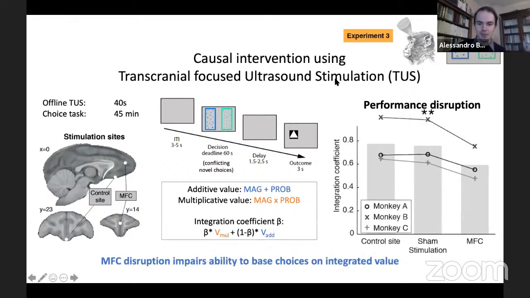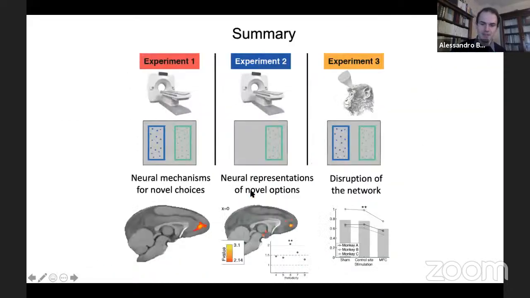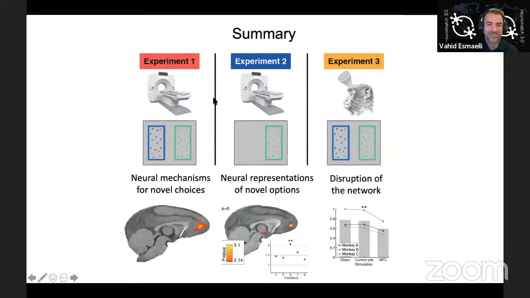So to sum up what we have seen, MFC disruption impairs the ability to base choices on integrated value, and therefore they rely more on the two separate dimensions. Alessandro, yeah, okay, great. If you can wrap up in a few sentences would be great, thanks.